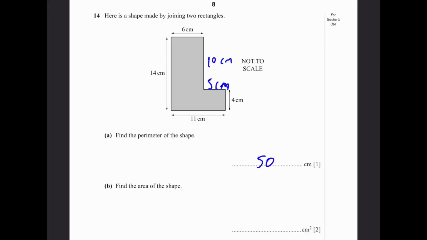B. Find the area of the shape. Let's first divide this into two rectangles, one over here and one over here. So first, the smaller one, 5 into 4 is equal to 20 centimeters squared. 6 into 14 for the bigger rectangle, that's equal to 84 centimeters squared. 84 plus 20 is equal to 104 centimeters squared area for both of the rectangles, and that means the whole shape.